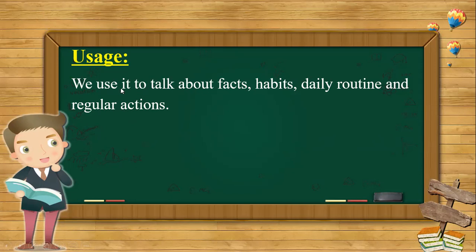We use the present simple to talk about facts. Facts means the things that don't change, the scientific facts, for example. When I say the sun comes up in the morning, we don't say one day that the sun comes up at night. So in these stable facts, I use the present simple.